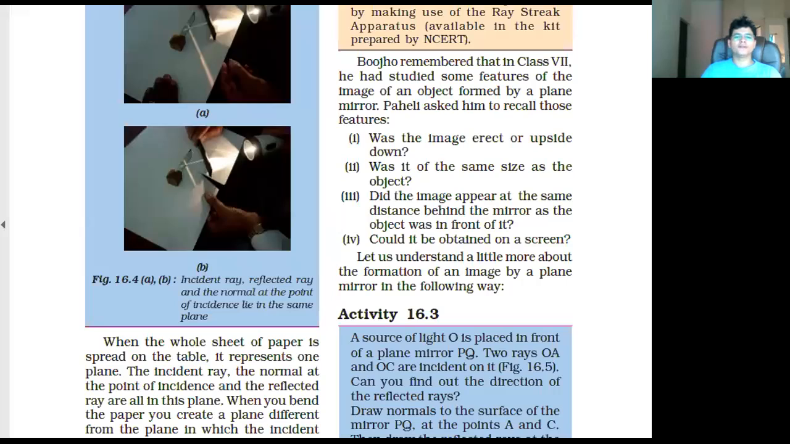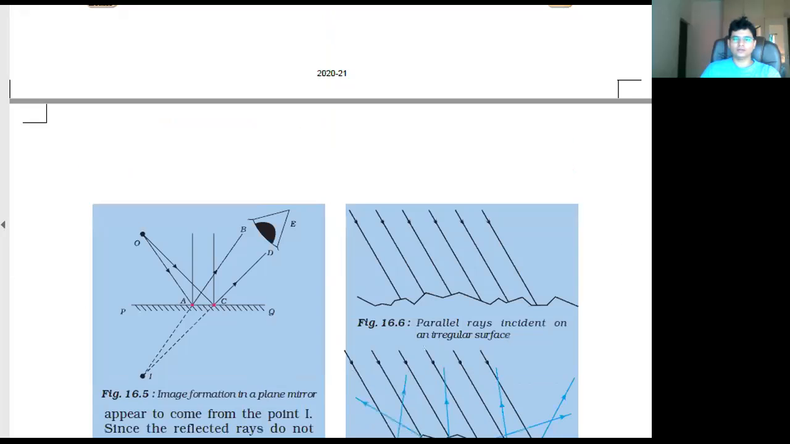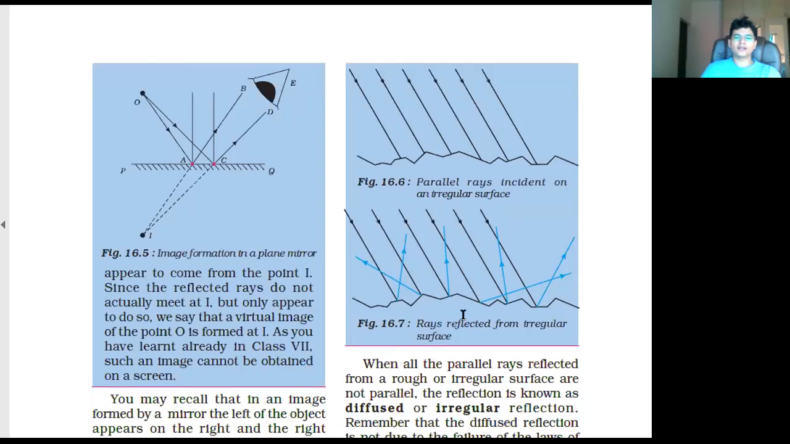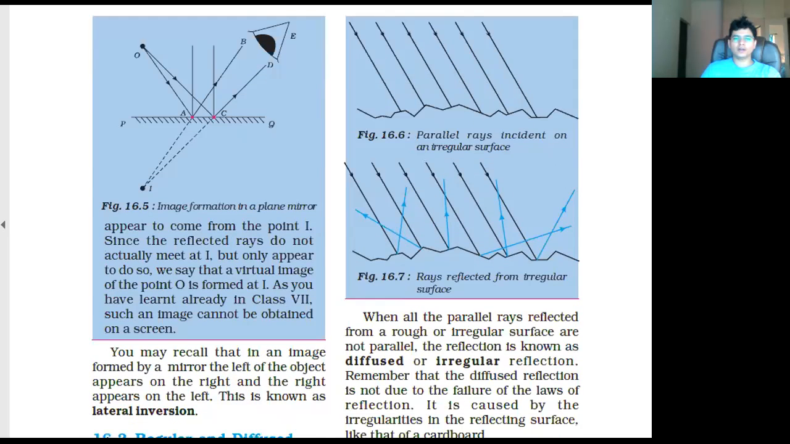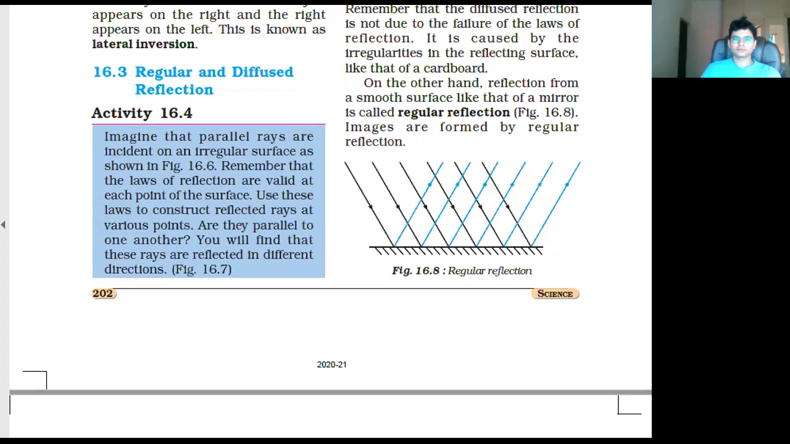When the surface is smooth, the reflection that occurs is called regular reflection. But when the surface is not smooth, the light rays are reflected in random directions. That is diffused or irregular reflection. Got it? Yes? Okay.